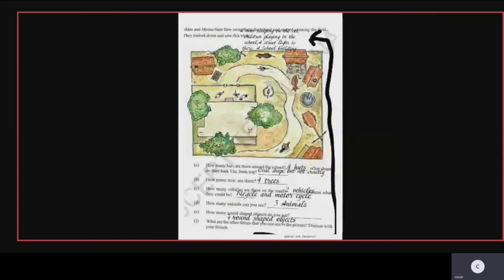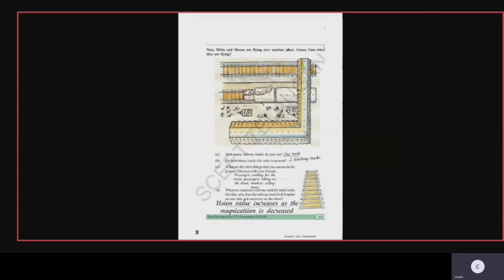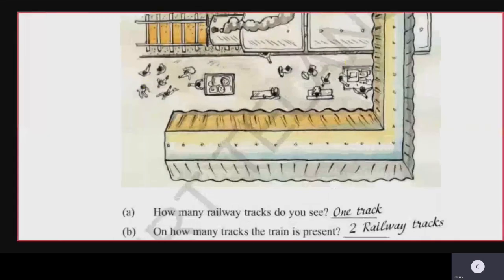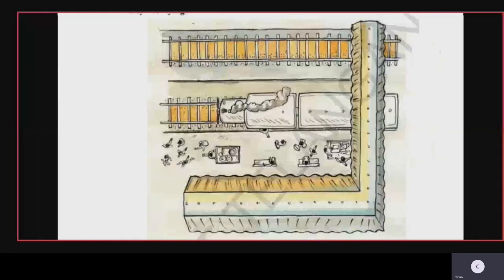Okay, the next question. Now Mithu and Meena are flying over another place. So it is a place. What is the place here? Railway station. Okay, so these questions also in this one you have the answers, children. So you can see this. Yes, it is a railway station. Just observe it. Then let us get back to the answers.